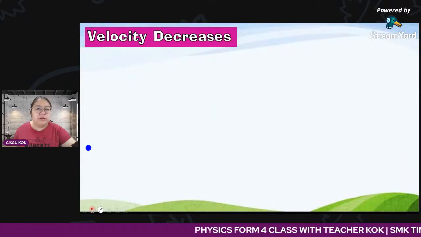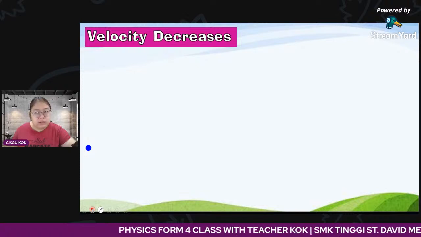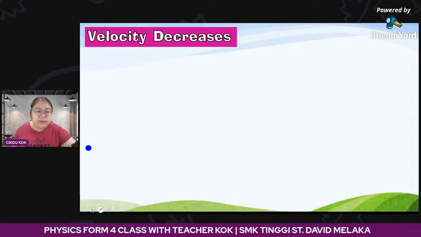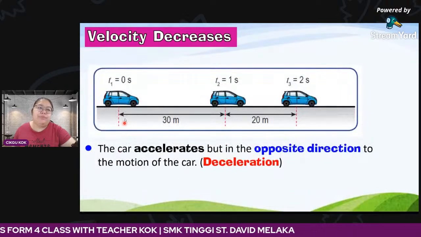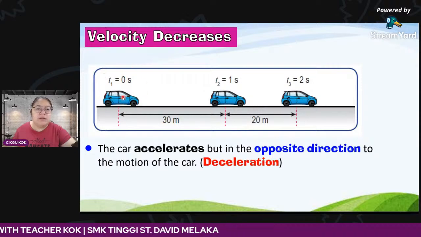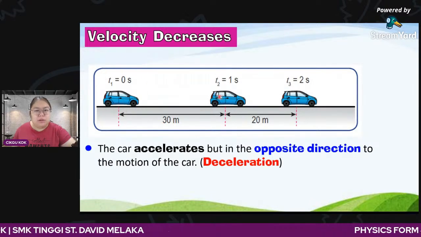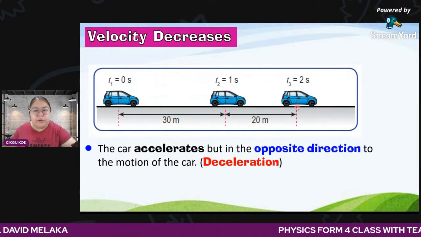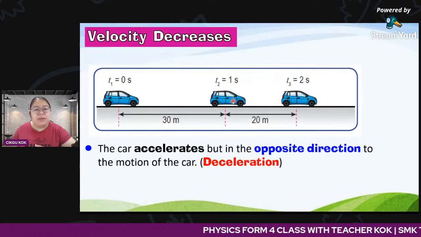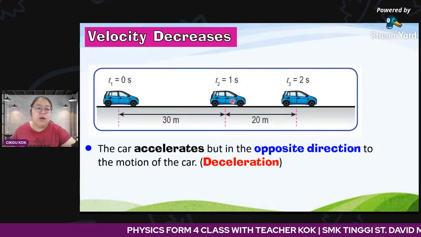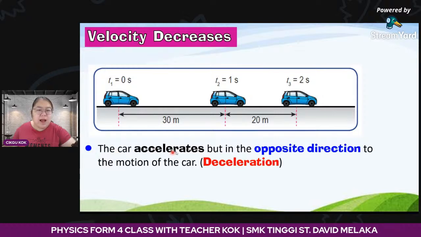Okay, now we continue for velocity decreases. What does a velocity decrease mean? So that means I start from 0 seconds, I move 30 meters in 1 second, but later I move 20 meters in 1 second. That means the car now has slowed down already, is it? So the car slows down: acceleration.